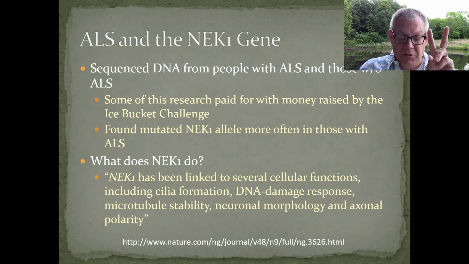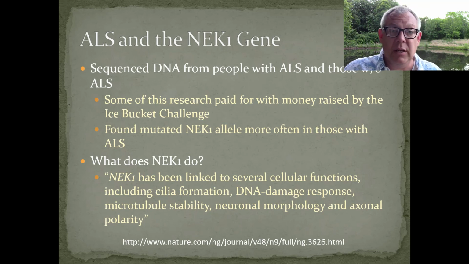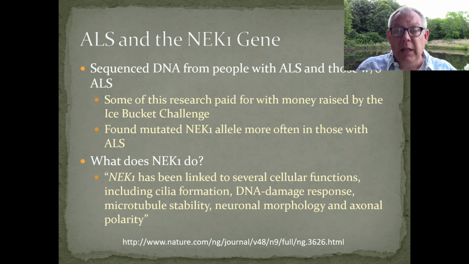So those last two things, neuronal morphology and axonal polarity, that's nerves, right? So this is a gene that is important for nerve development. ALS is a nervous disorder, and so you start to think there might be a link here, right? People who have a mutated form of this gene might get ALS at a higher rate because this gene is controlling the formation of nerves.